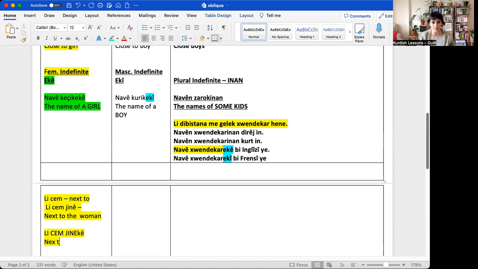Next to a woman. And if it is masculine, you will say it like this for indefinite. And for plural, next to the workers, and next to some workers.